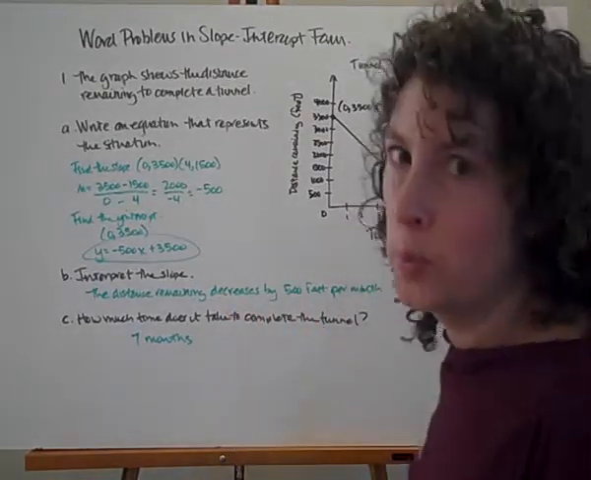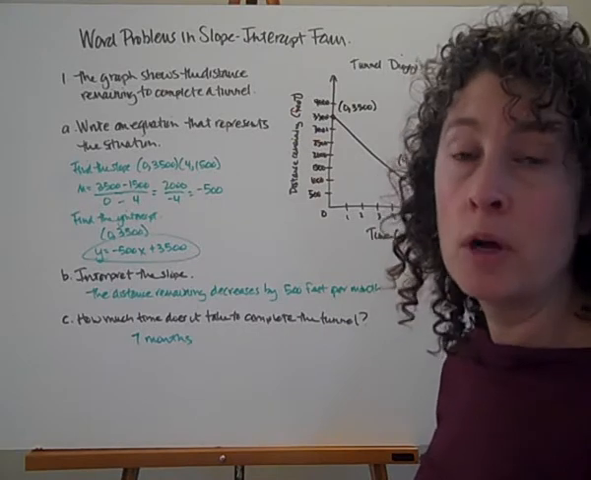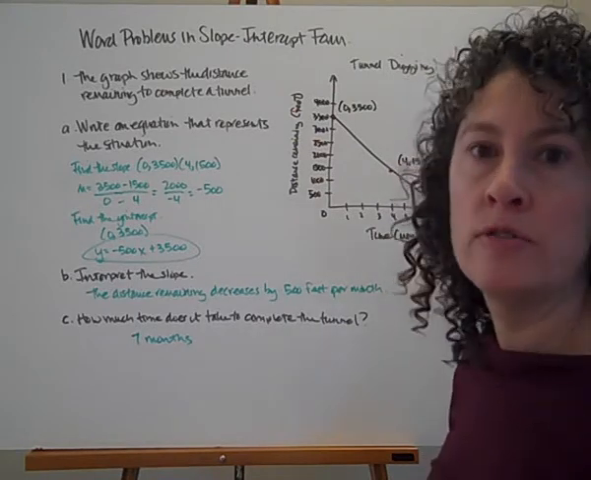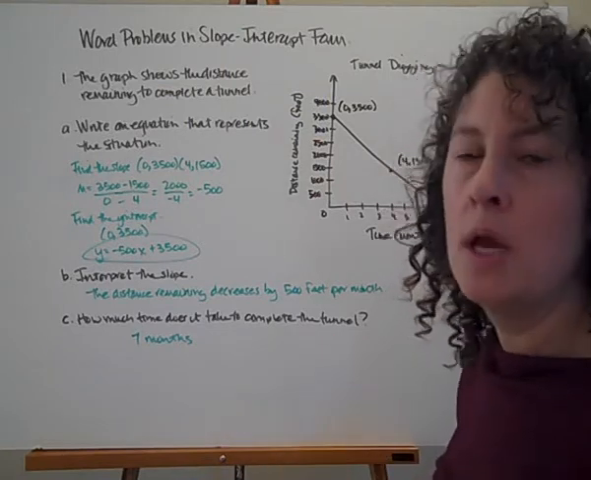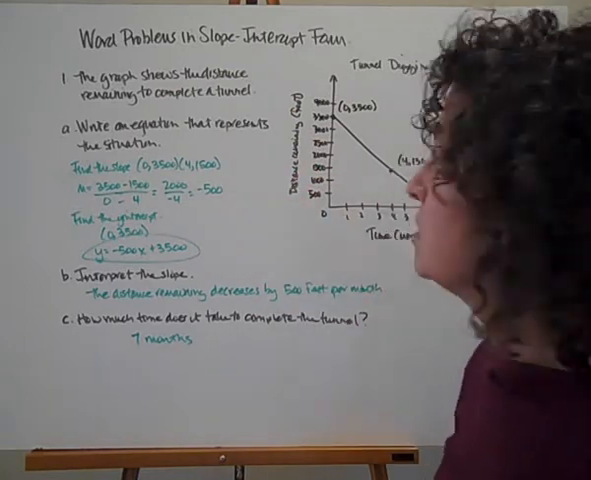Word problems in slope-intercept form. So we may be writing an equation from a graph or from two ordered pairs. We also might be writing an equation from a word problem. So an English situation, something that's really a story that's happening, and we want to write an equation to reflect that story. So let's take one particular situation here.